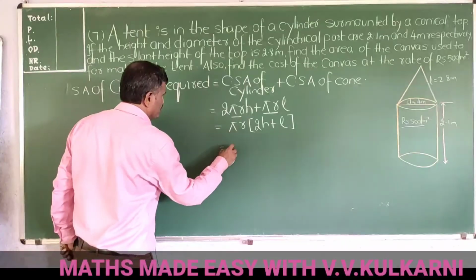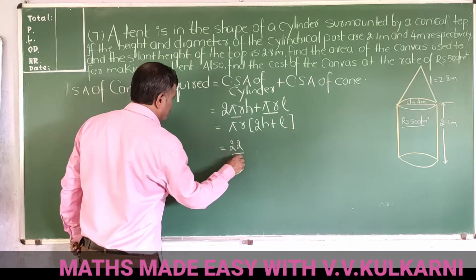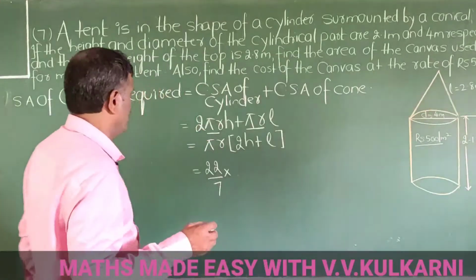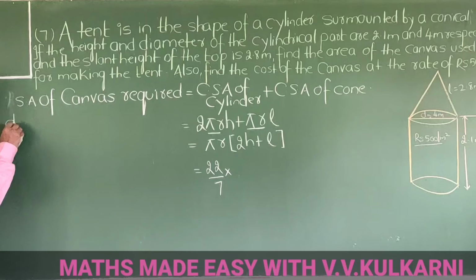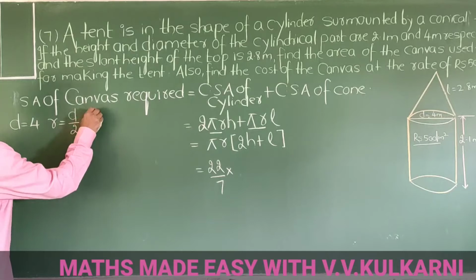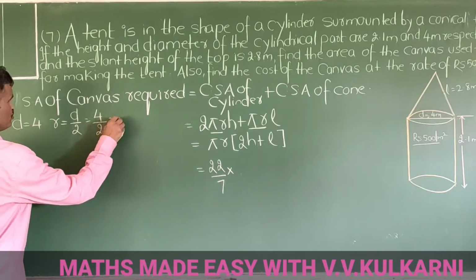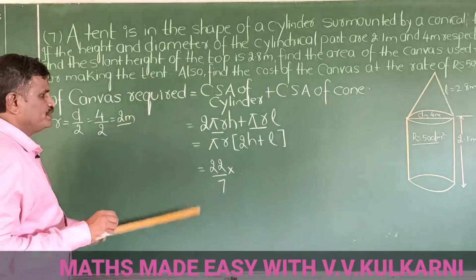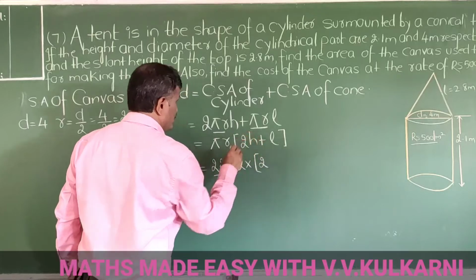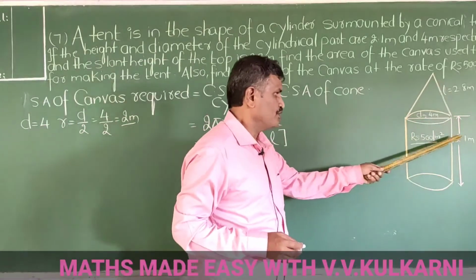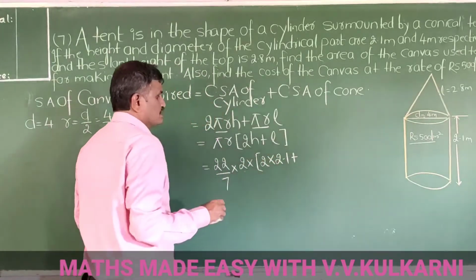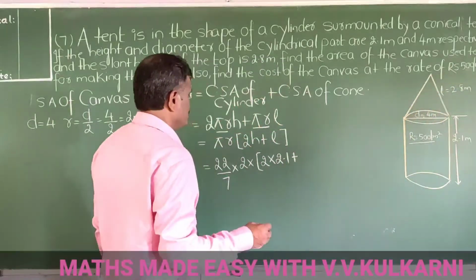Now let us simplify it here. Pi value is 22 by 7. The radius given to us, see diameter is given to us as 4 meters, so let us make the radius as d by 2, and then 4 by 2, that's equal to 2 meters. So in place of radius I will write here 2 multiplied by 2 into height. The height given to you is 2.1 plus the slant height given to you is 2.8.